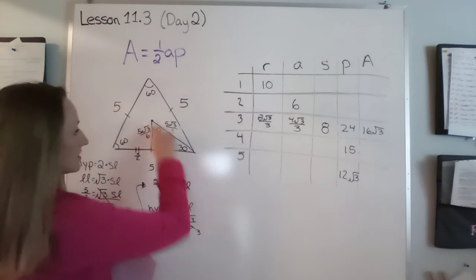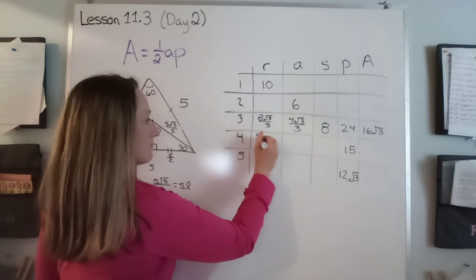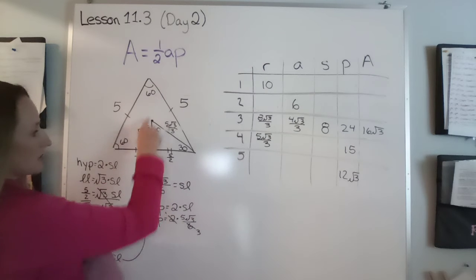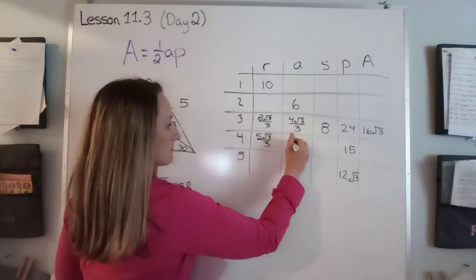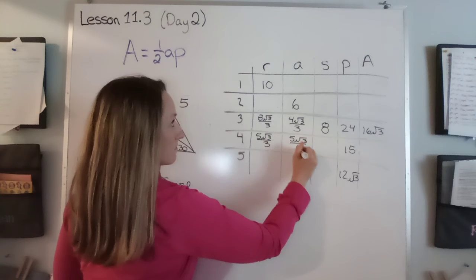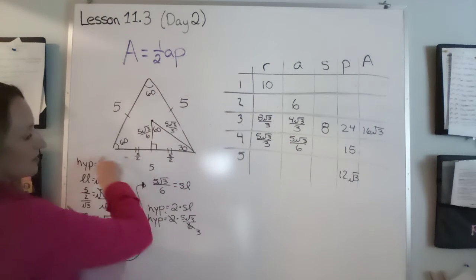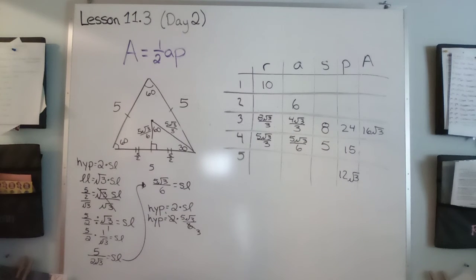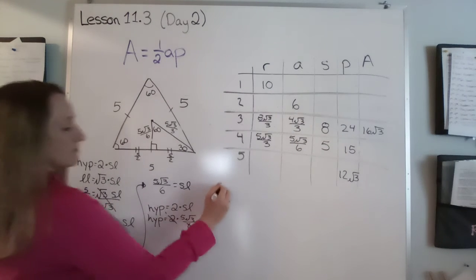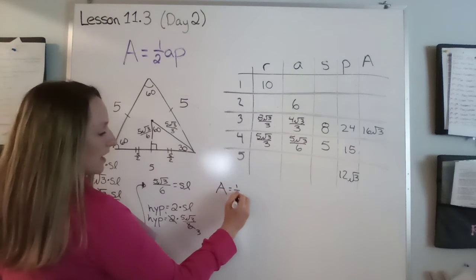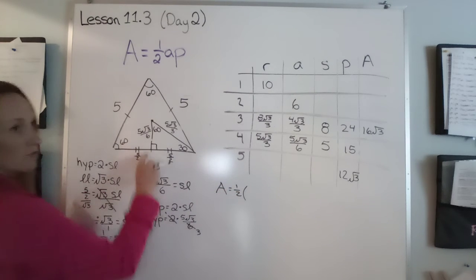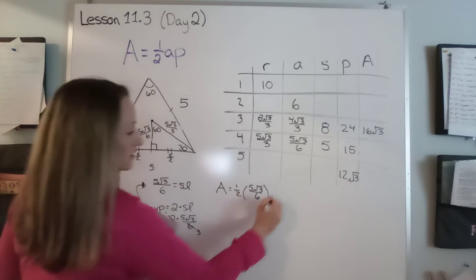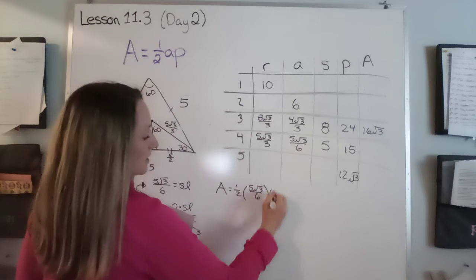My radius is 5 root 3 over 3. My apothem is 5 root 3 over 6. My side lengths are each 5. And then the area, I still have to do the math to get the area. So the area is equal to 1/2 the apothem, which is 5 root 3 over 6, times the perimeter, which is 15.